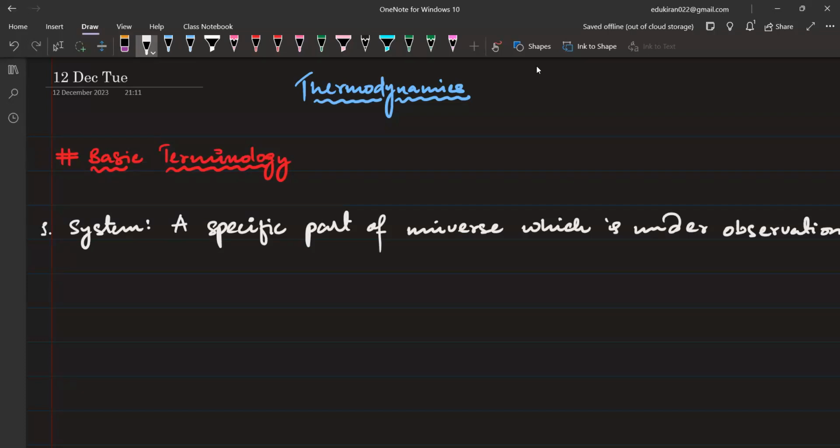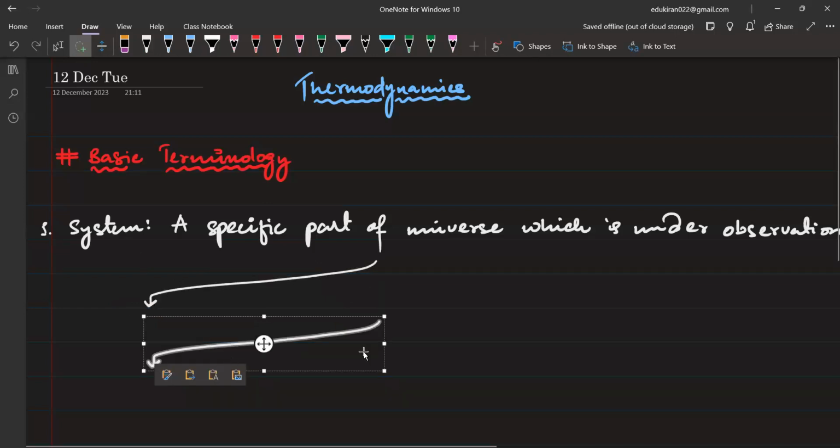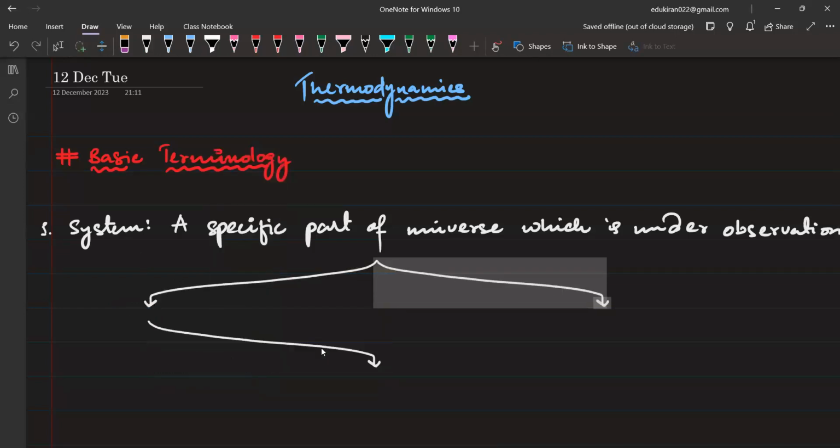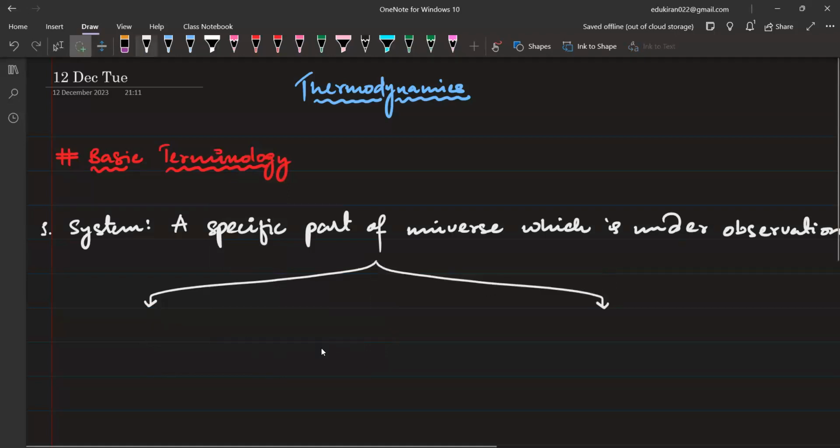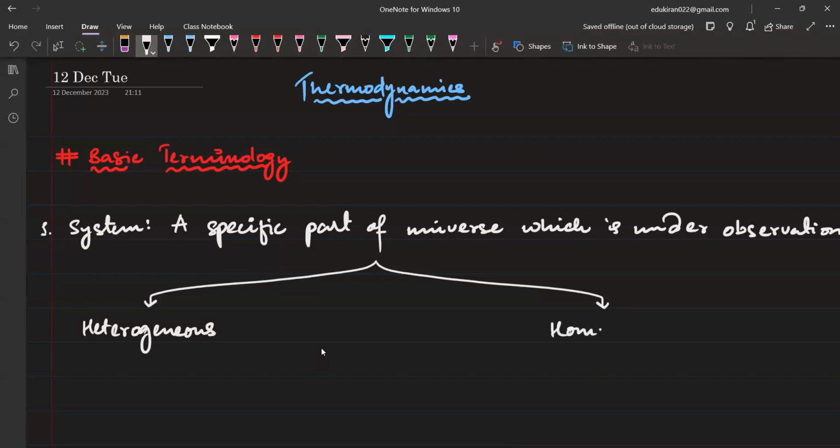Now, when we start with system, first of all, we can classify the system into two different categories. System जो होते हैं दो किस्म के होंगे. You can either have a heterogeneous system or a homogeneous system. Now, write these things with me, okay? These are not very difficult concepts. You can write it with me. So you have heterogeneous system and you have homogeneous system.